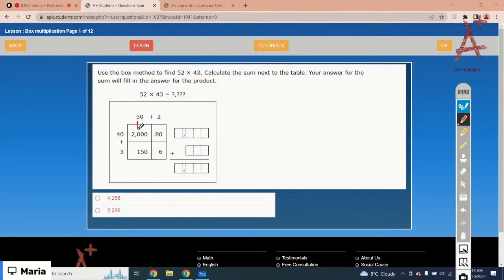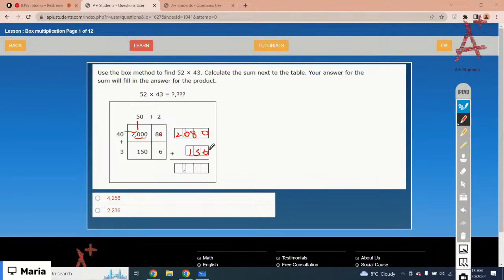So you have to multiply like this. For 50 times 40, 5 times 4 is 20, and you have a 0 with 50 and a 0 with 40, so you have to add two zeros. Then you have to do 40 times 2, it would be 80. So you have to add them. 2000 plus 80 is 2080. Got it? And 150 plus 6 is 156.